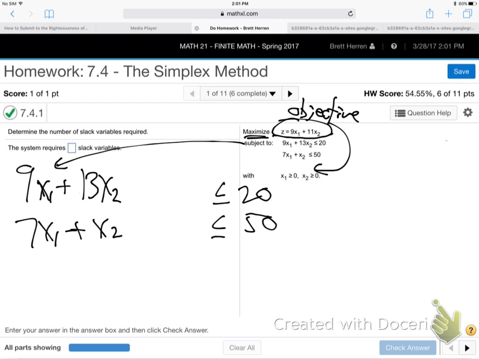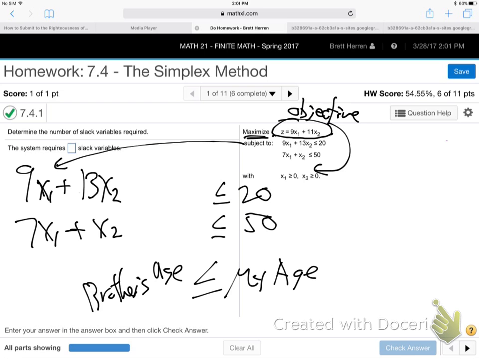Okay, here's the idea. Here's what the guy who came up with this thought. If I told you, here's my age, and here's my brother's age, and I'm older, so my brother's younger. Let me give you a real life situation. My brother's age is less than my age by 3 years. He's 3 years younger than me.